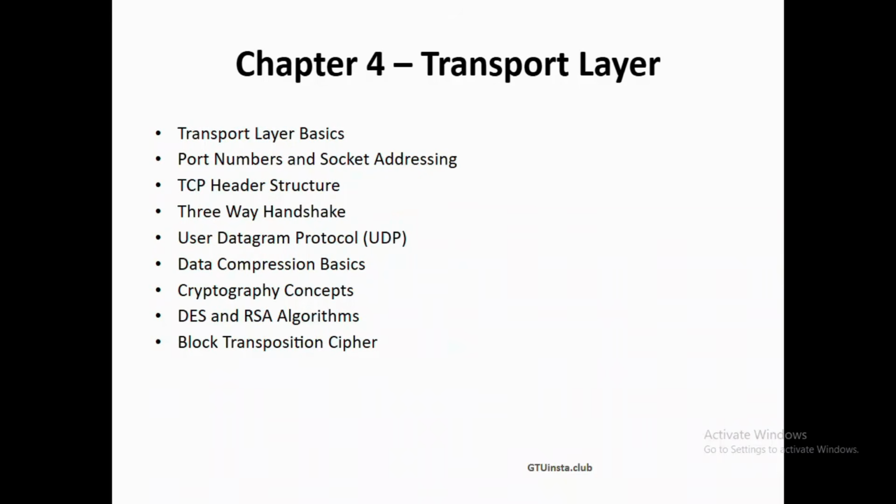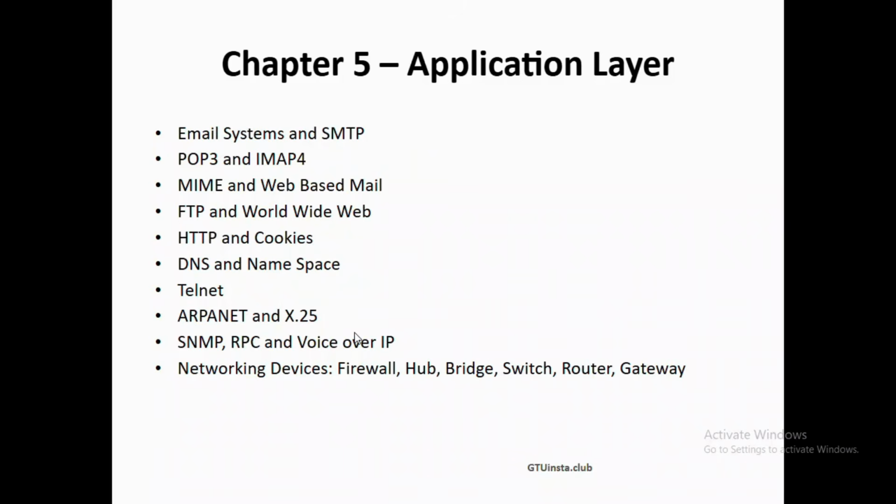In chapter 4, you will learn about transport layer basics, port numbers, and socket addressing, and all the points will be covered in each lecture. The final chapter, chapter 5, is the application layer. In the application layer, you will learn about email systems, SMTP, FTP, HTTP, cookies, DNS, namespace, Telnet. Every point will be covered point-wise, in detail, and in advanced topics.